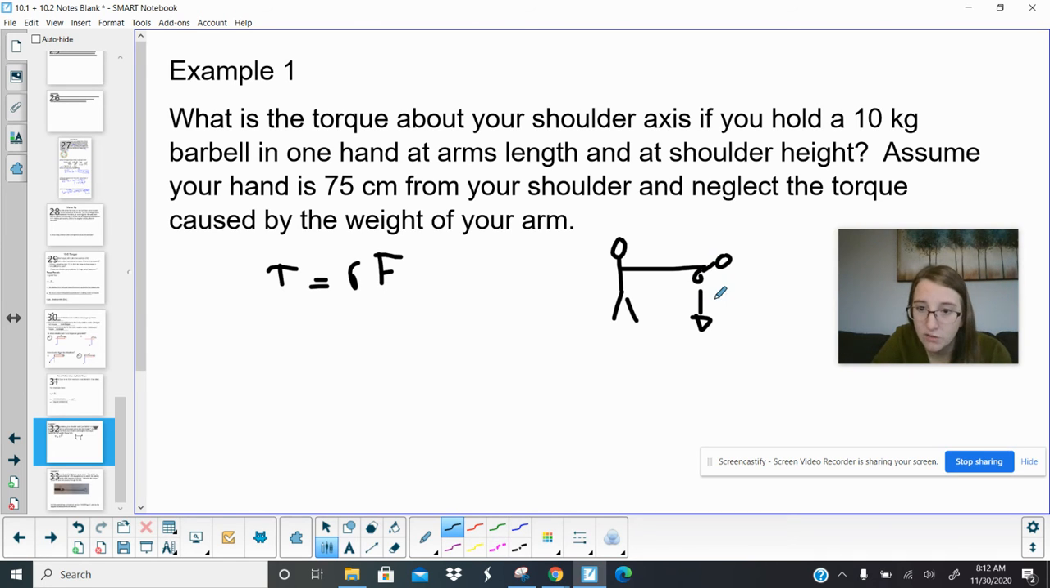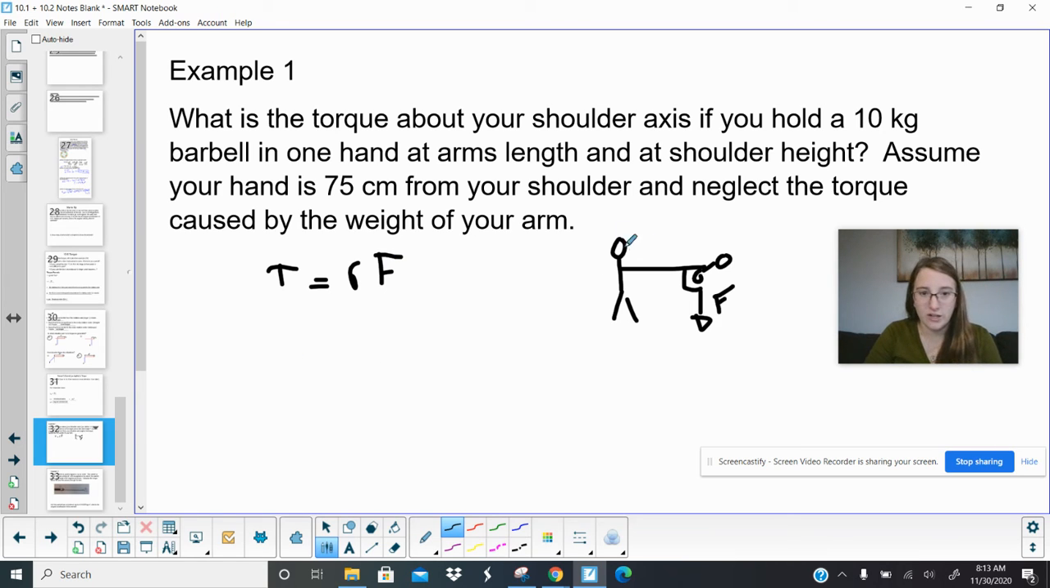So what this means is the force that it applies is this force. We don't have to find a separate component, because the weight of the barbell is acting perpendicular to your arm. If instead the arm came up and wasn't at shoulder height, well, now the weight of that barbell is acting straight down, and that is not perpendicular to your arm. We would have to find the perpendicular component. So in this case, though, it is perpendicular, so this force is the force we need.